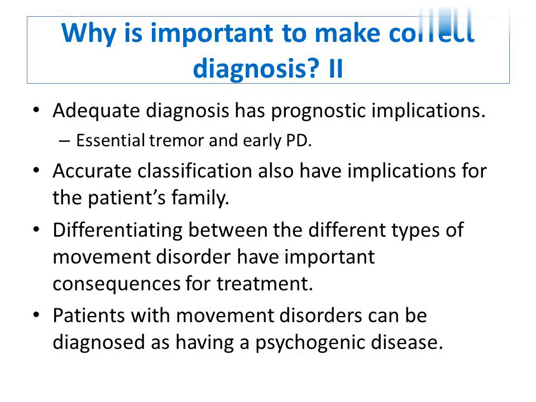Why is it important to make a correct diagnosis? Second, adequate diagnosis has prognostic implications, for example in essential tremor and early PD. Accurate classification also has implications for the patient's family. Differentiating between the different types of movement disorder has important consequences for treatment. Patients with movement disorders can be wrongly diagnosed as having a psychogenic disease.